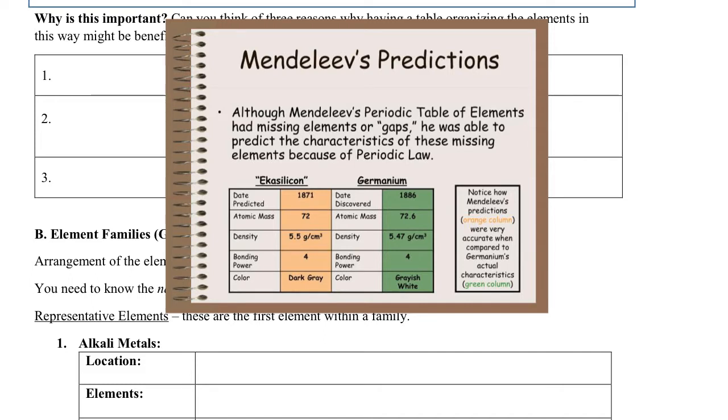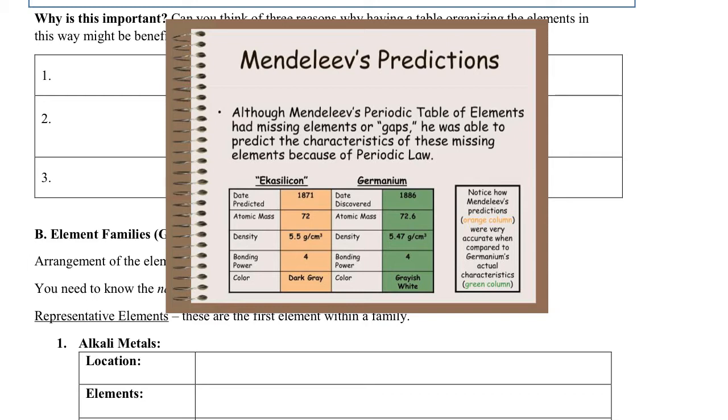For example, he predicted ahead of time many of the properties of germanium, which was discovered at a later date in 1886. Mendeleev predicted its mass, its density, how it bonded, meaning how many things it would bond to, and its color. As you can see, many of these properties, which were confirmed quantitatively, are very close to what he actually predicted.